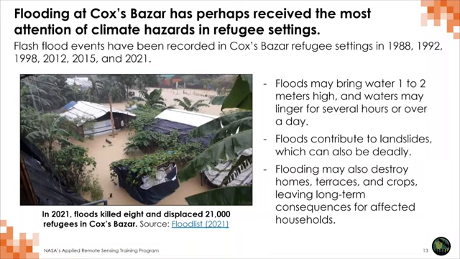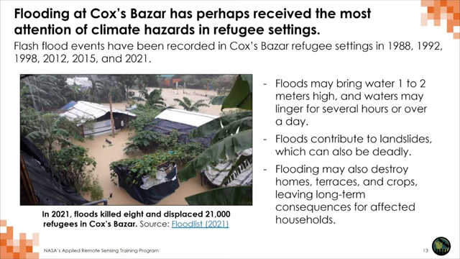Flooding at Cox's Bazar has perhaps received the most attention. There have been a series of flash floods. This is the kind of higher impact, higher magnitude flood events that we know about: 1988, 92, 98, 2012, 2015, and 2021. So already we're going back about over a 30-year record there from 88 to 2021. We know in 2021, this most recent large-scale flooding event, that 8 people were killed, 21,000 people were displaced. Again, this is a recurrent challenge within this area.